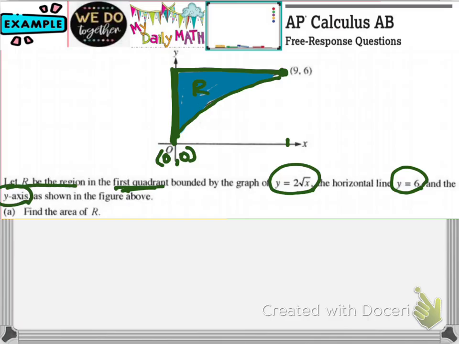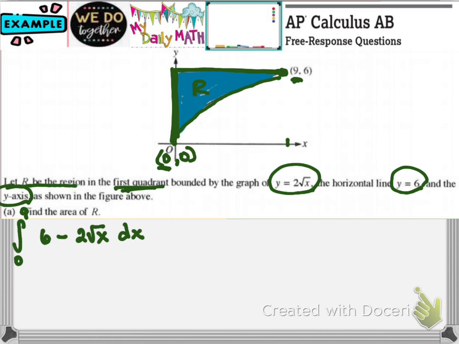So now let's set up our definite integral. Our lower boundary is 0, and we go all the way to 9. So here we are already given our lower boundary and upper boundary. And then we said the upper function is the line y equals 6. So I'm going to write that down first. That's my upper function minus the lower function, which is 2 square root of x, dx.